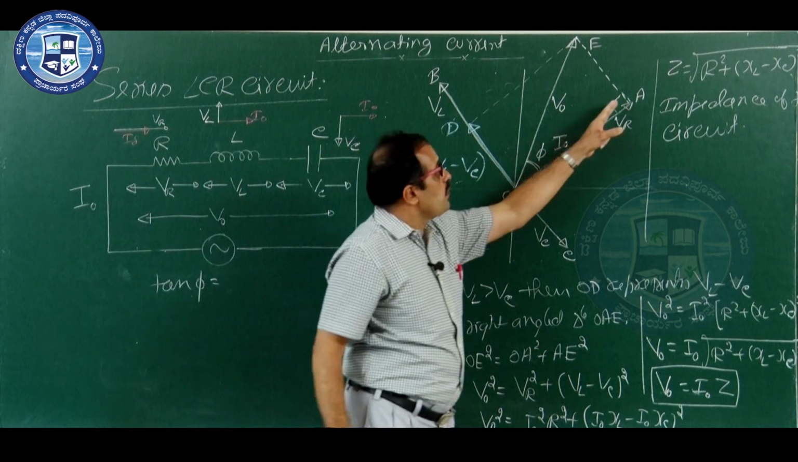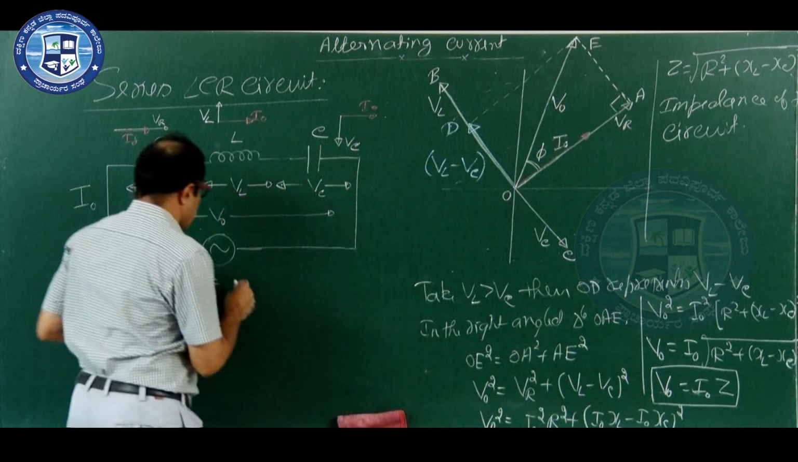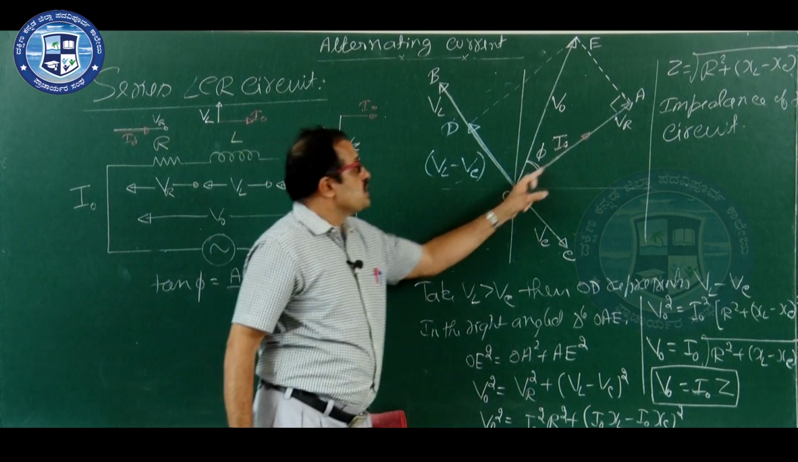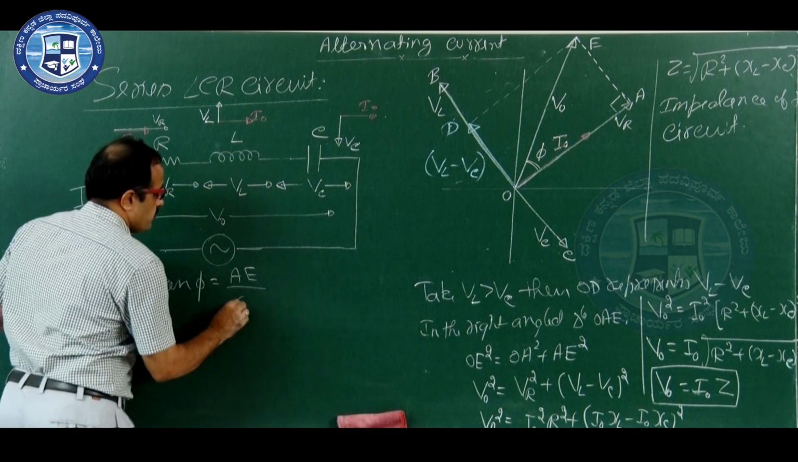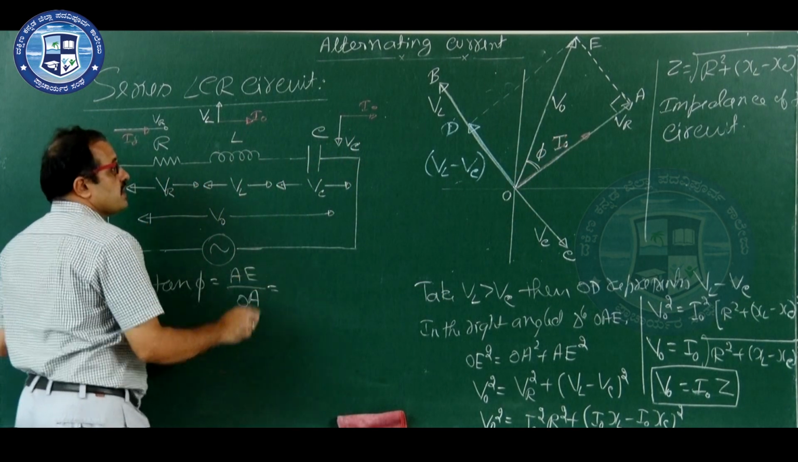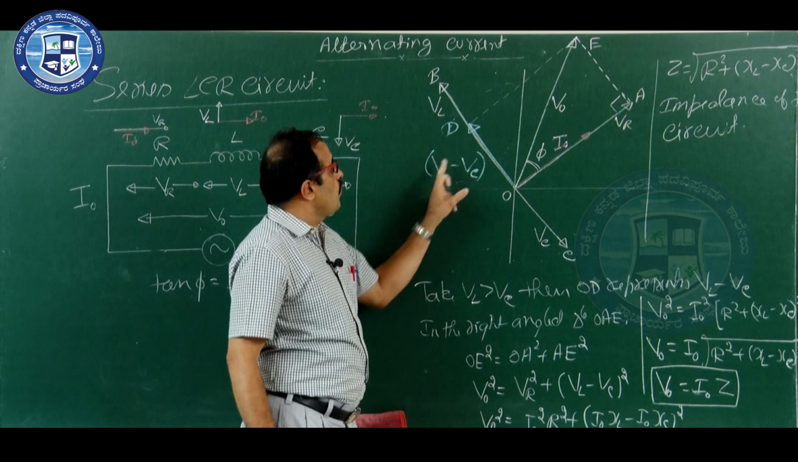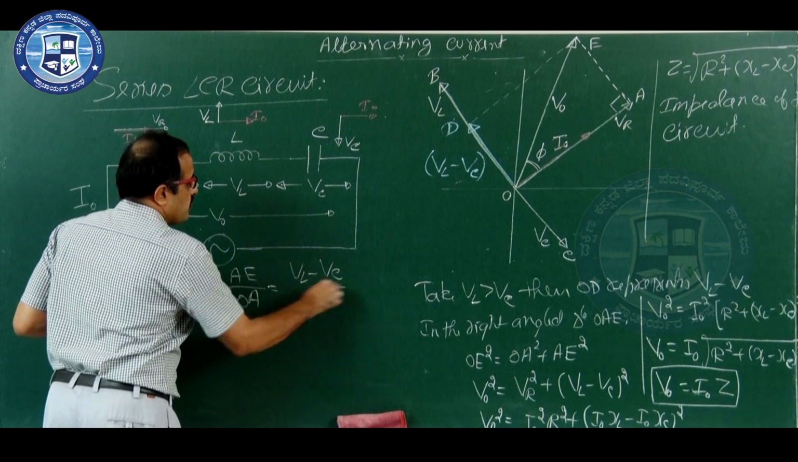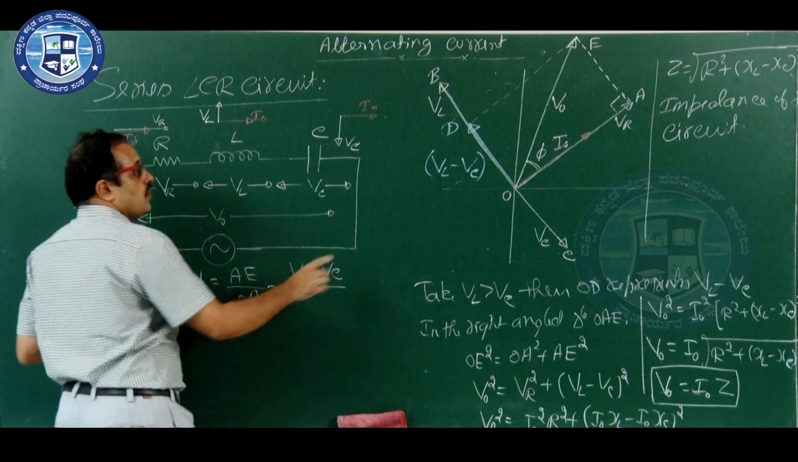Tan phi is equal to opposite side. What is the opposite side? AE, divided by adjacent side OA. But AE is also equal to OD. What is OD? VL minus VC, divided by OA.